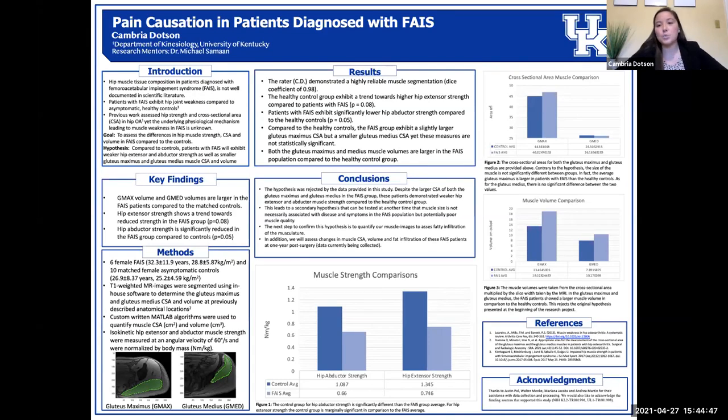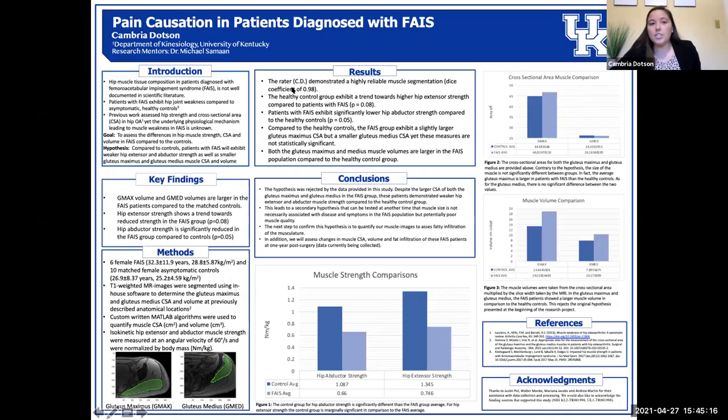After these segmentations were complete, we have an in-house software that we use in MATLAB that produced for us those cross-sectional areas in centimeters squared and the volume in centimeters cubed. We took all that data and we needed to compare it to something strength-wise. So we took our isokinetic hip extensor and abductor muscle strength that were measured at an angular velocity of 60 degrees per second, and they were normalized by body mass.